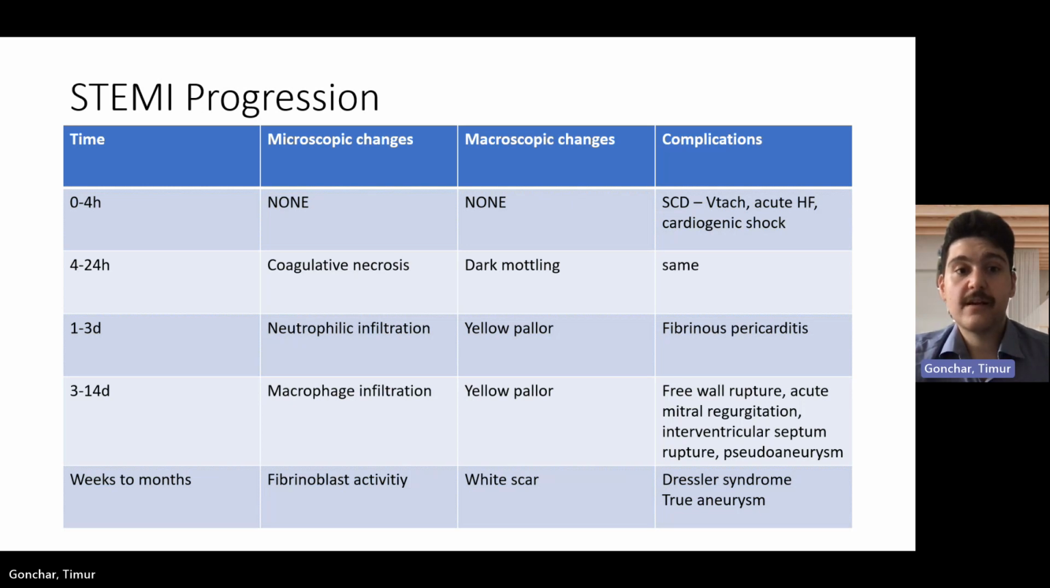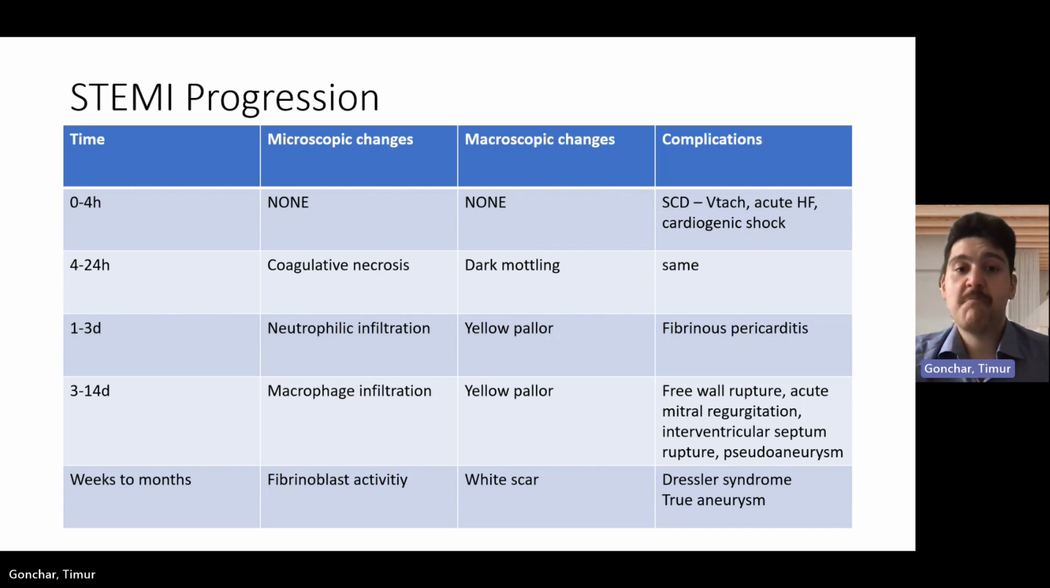Then you've got neutrophilic infiltration that will result in a yellow pallor with the complication of fibrinous pericarditis. I will talk about it in a couple of minutes. Then we've got the macrophage infiltration in the next couple of days. And this is the stage where we get some of the nastiest complications. Let's go through them one by one.